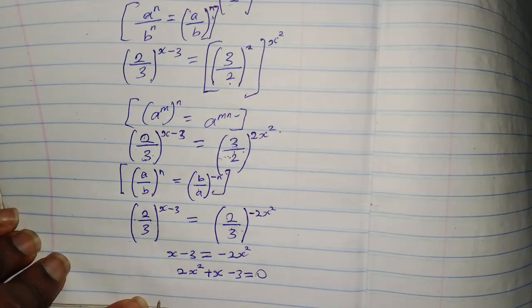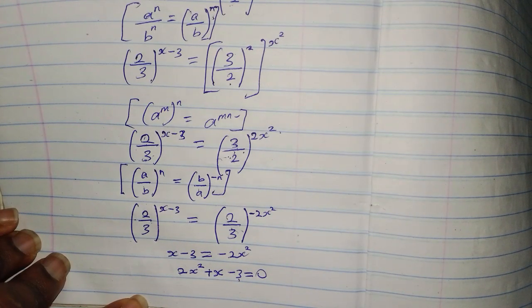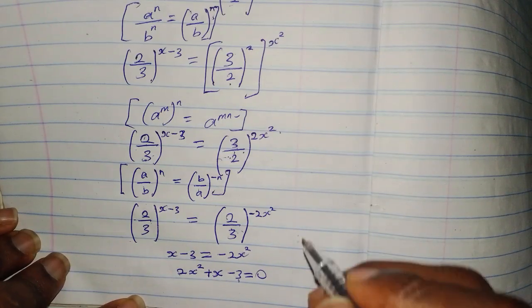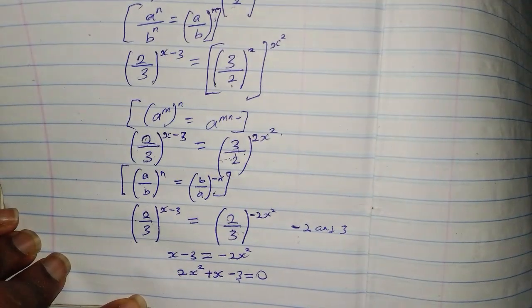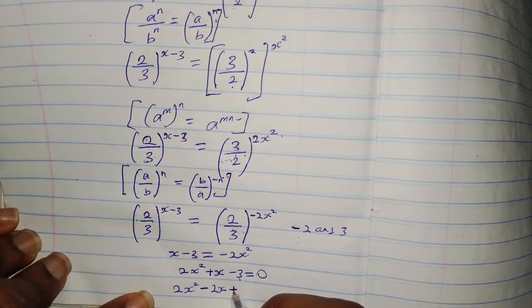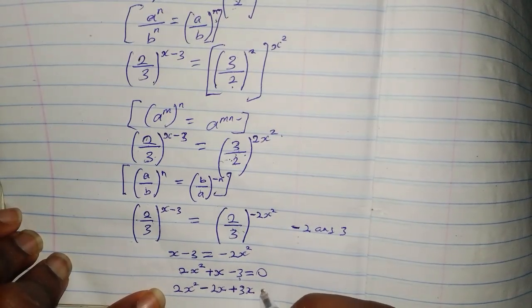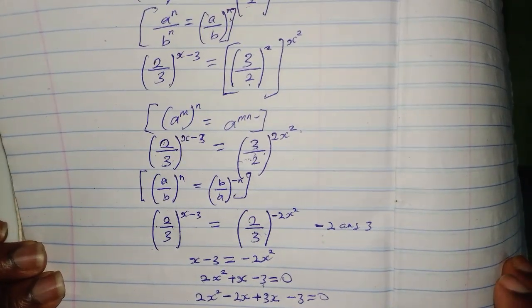From here we are going to solve the quadratic using the factorization method. This times this is going to give us minus 6, so I'm going to think of two numbers which, if we multiply them, give us minus 6, and if we add them, give us positive 1. Those two numbers are minus 2 and 3. So if you do that, we have 2x^2 - 2x + 3x - 3 = 0. So this is what we are now having.